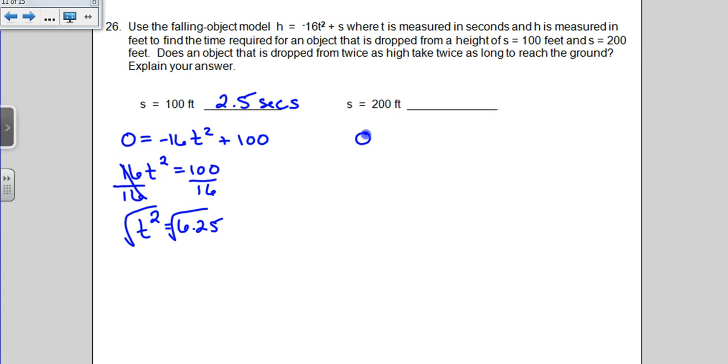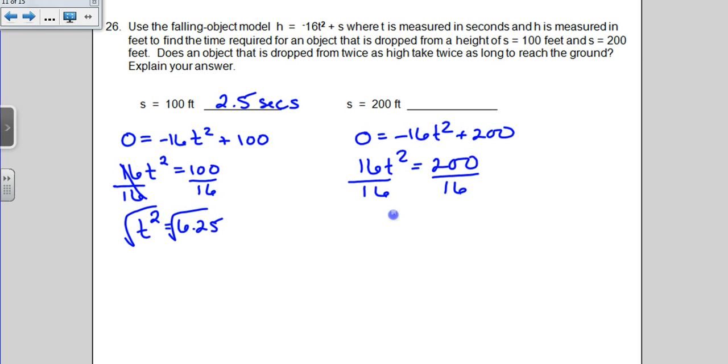Now when I do the same thing for an object at 200 feet up, I'm going to add the 16t squared over. I'm going to divide by 16 on both sides. And you get t squared equals 12.5. So then last step here, we're going to square root. And we get roughly 3.5 seconds.